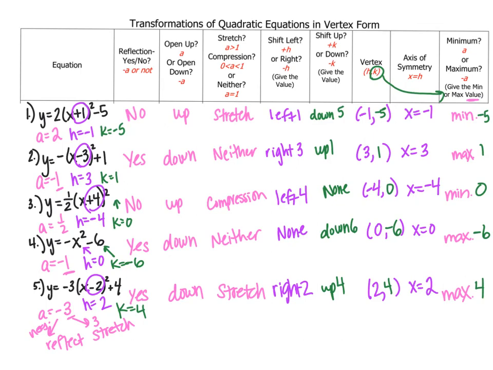So hopefully now we can look at any equation and be able to analyze knowing and locating the A, the H, and the K. So we can describe, does it reflect? Does it open up? Does it open down? Does it stretch, compress? Does it have a maximum or minimum? We can look, does it go right or left? Does it go up or down? Find the vertex, locate the axis of symmetry, and decide what the max or minimum value is just by looking at my equation.